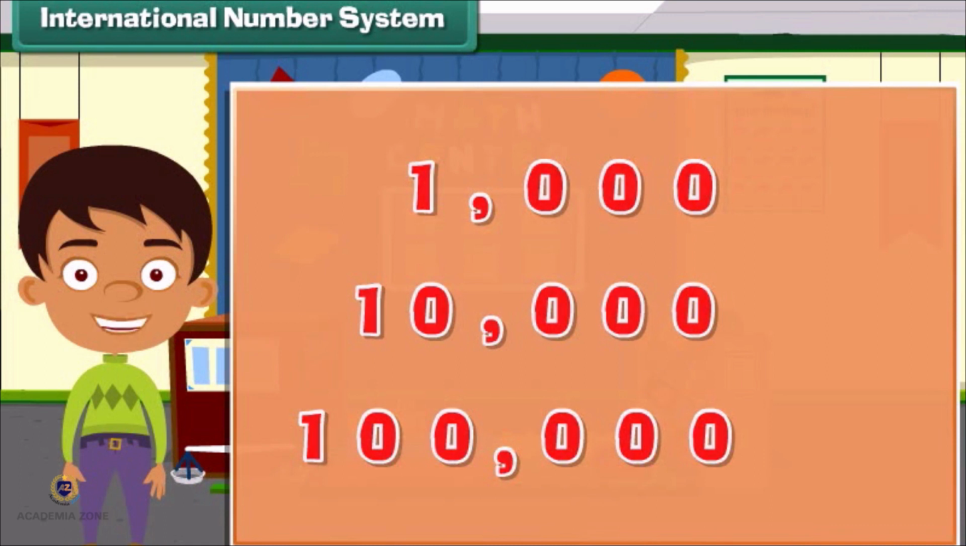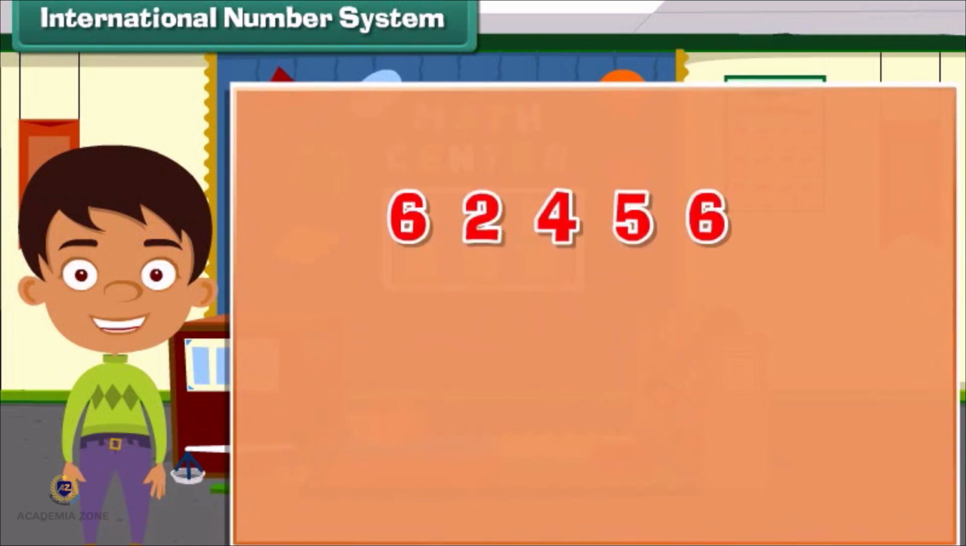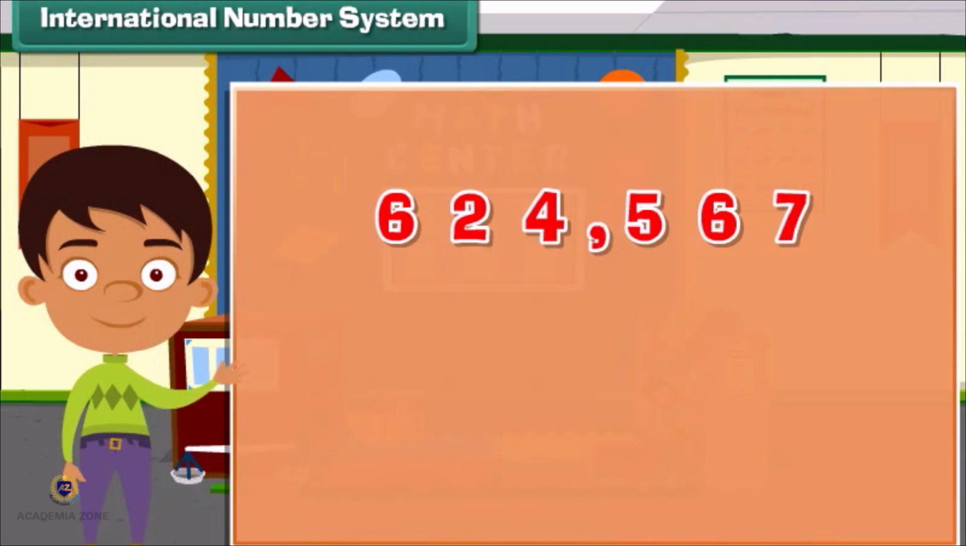Now consider the number 624567. It will be written as 624,567 in the international number system and read as 624,567.